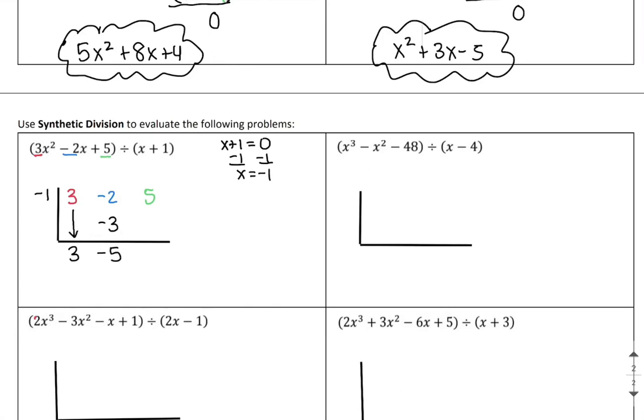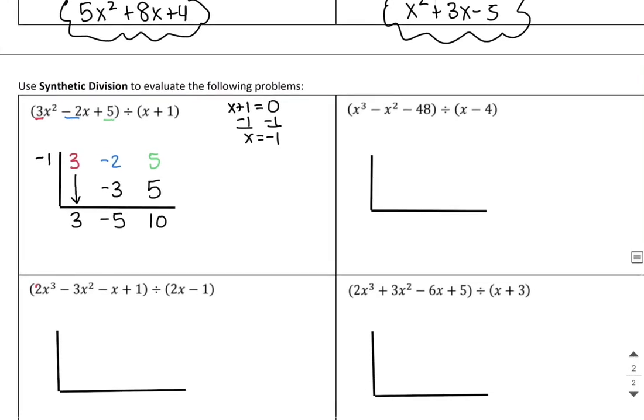Then I'm going to do the same thing. I'm going to multiply negative 1 times negative 5. And that's going to give me 5. I'm going to put that number here. Now I'm going to add 5 plus 5, which gives me 10. And I'm finished, almost.